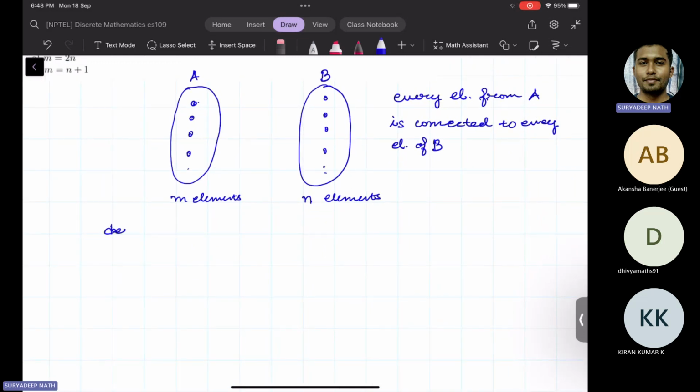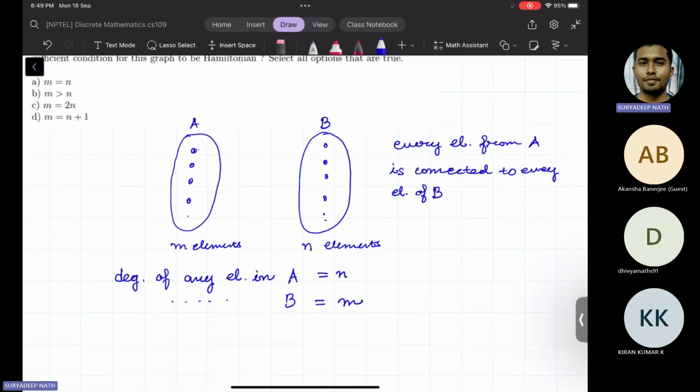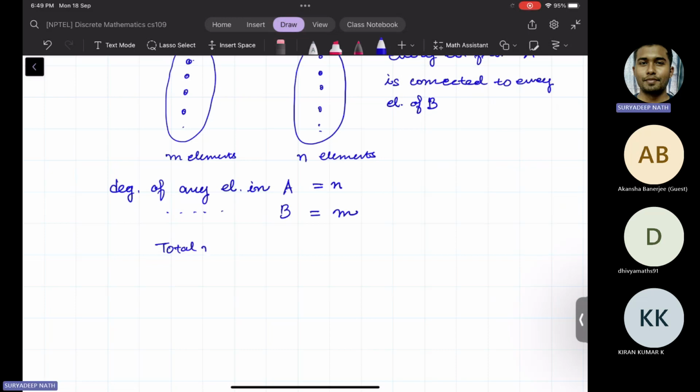So what is the degree of any element in A? What do you think is the degree of any element in A if it is a complete bipartite graph? So degree is n, right? It is connected to all the elements in B and B has n elements. And similarly, what is the degree of any element in B? m. Right. So now if you recall Dirac's theorem, let me write. So total nodes equal to m plus n.